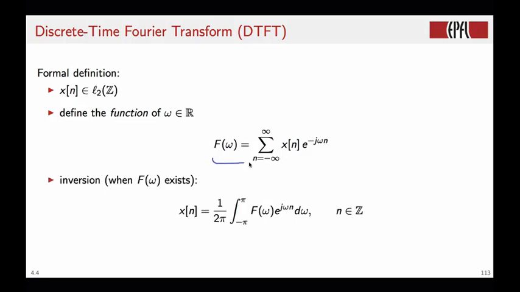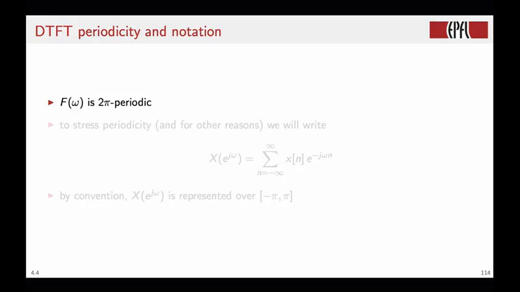When this value exists, we can actually invert it and retrieve our sequence values by taking the integral from minus pi to pi of F of omega e to the j omega n d omega, and normalizing the integral by 1 over 2 pi. It's easy to verify that this is so if you replace F of omega inside here by this definition and invoke the fact that x of n is square summable.